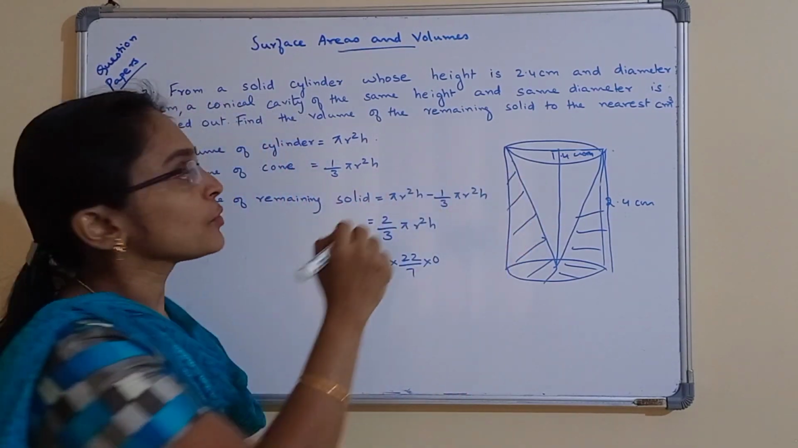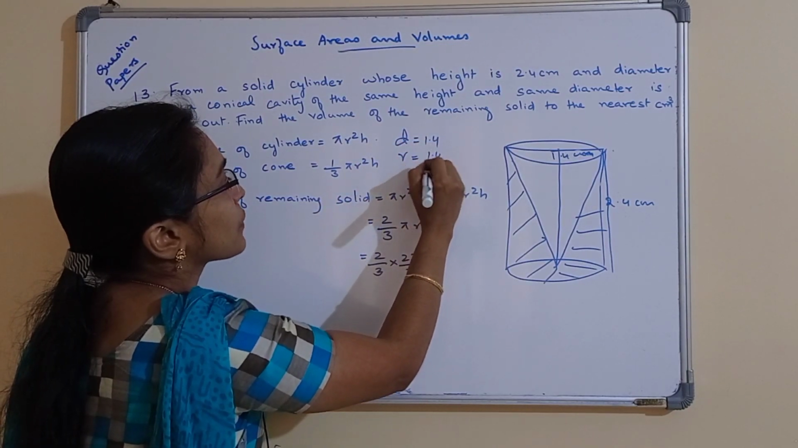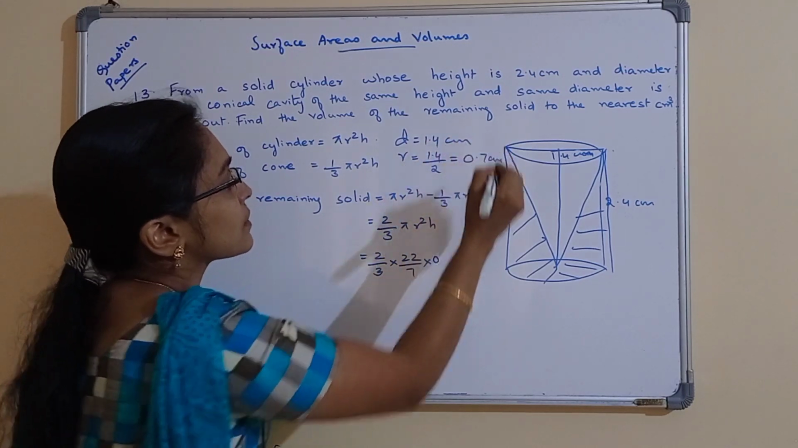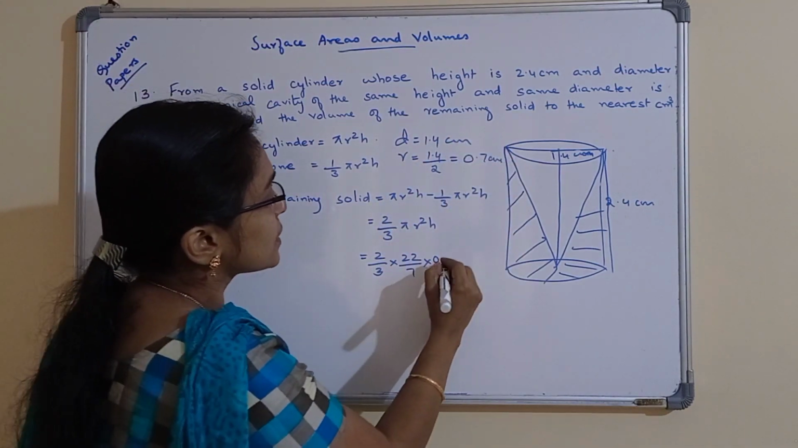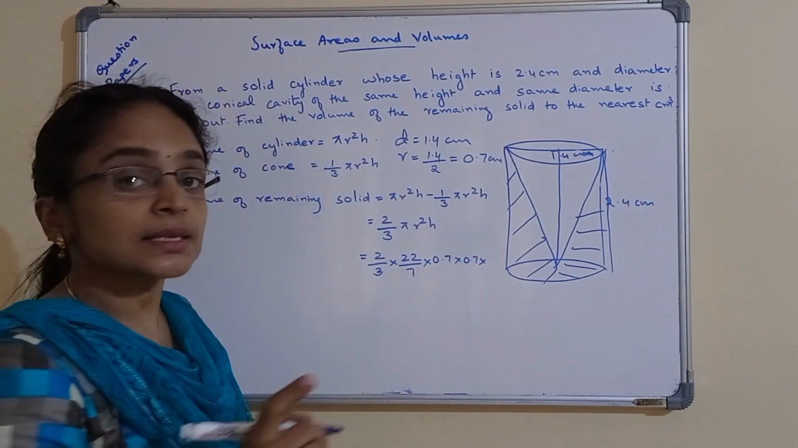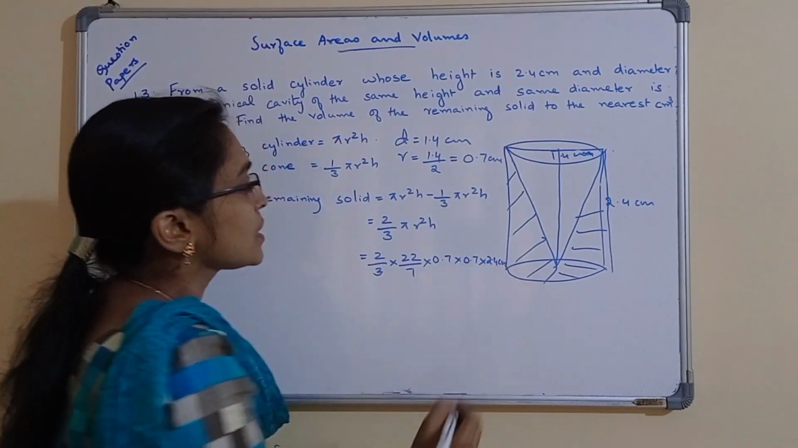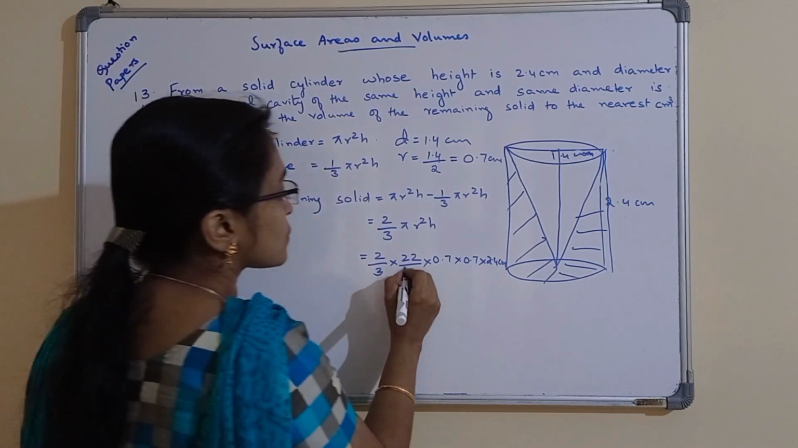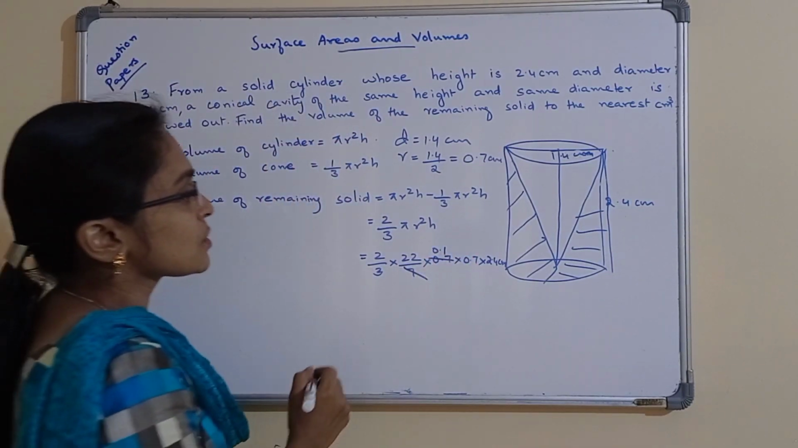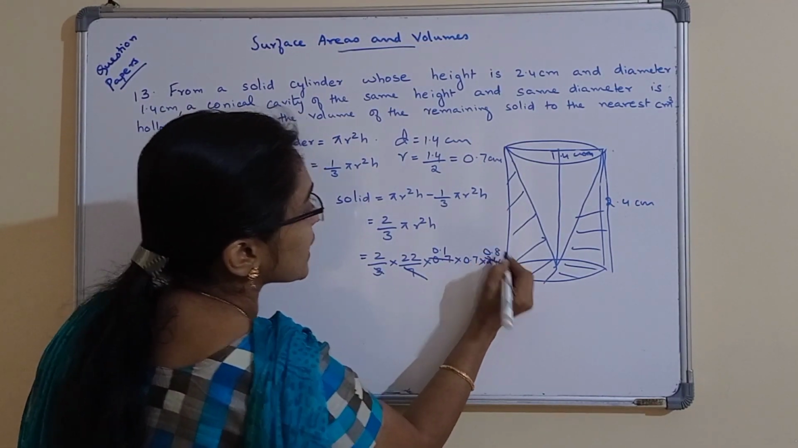That is 1.4. Diameter is equal to 1.4. So r will be equal to 1.4 by 2, which is equal to 0.7 centimeter. So 22 by 7 into 0.7 into 0.7 into h, this height is 2.4 centimeter. So this is equal to 7 and 0.1. So this is, and 3 will go in 2.4, 0.8 times.